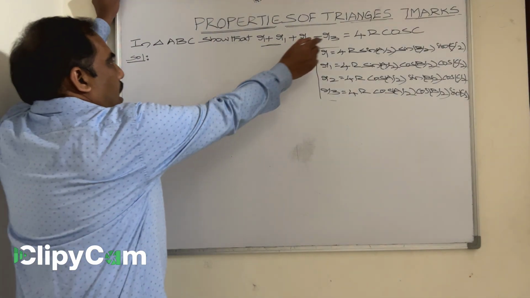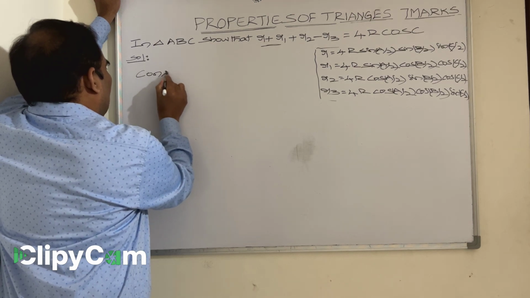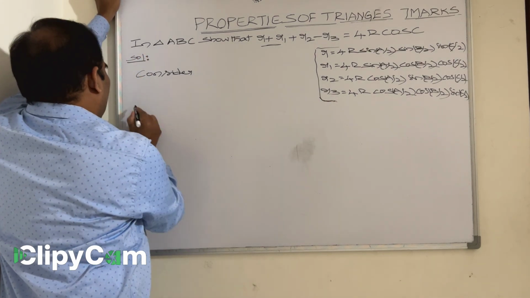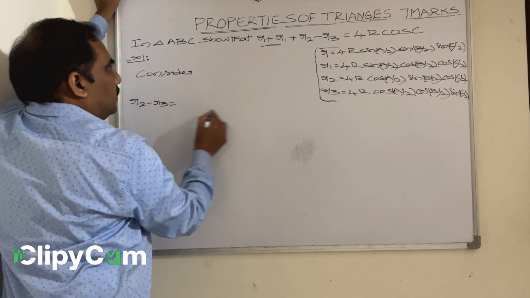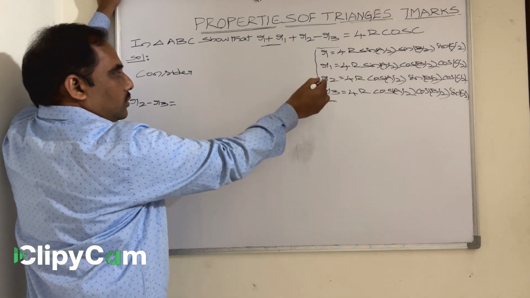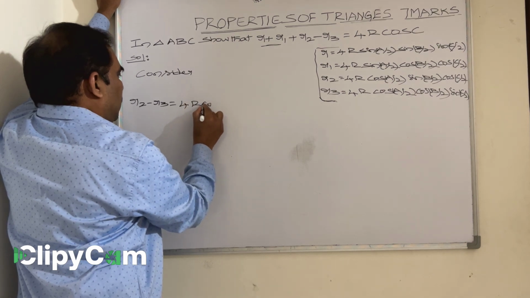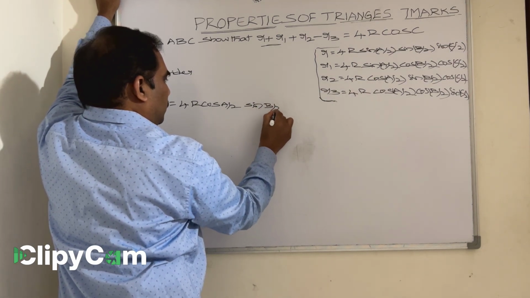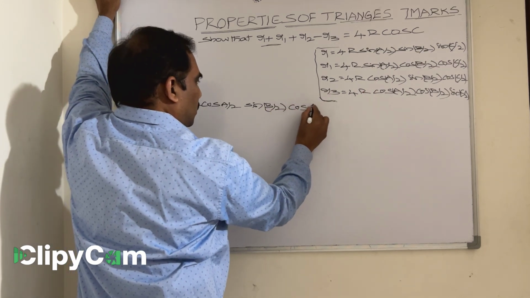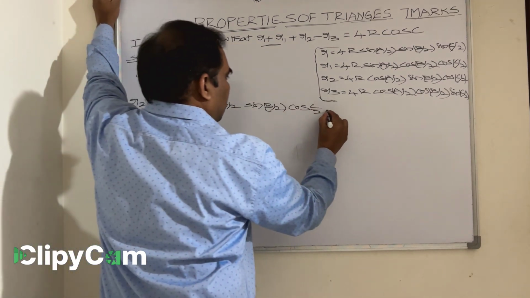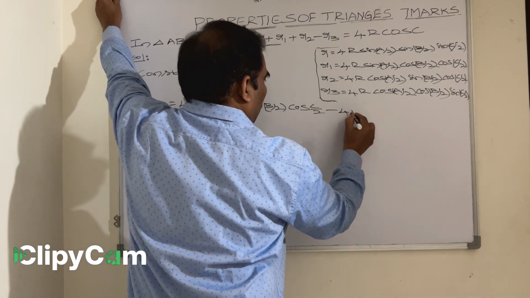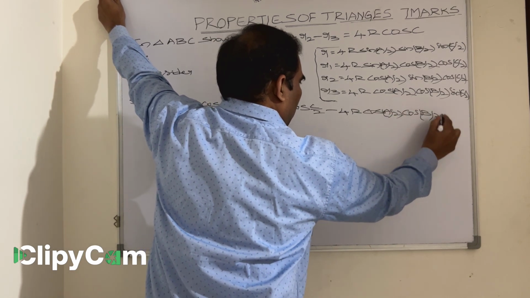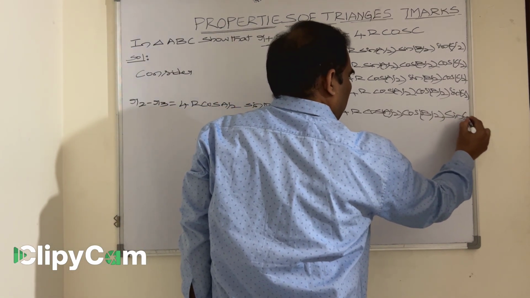Now consider r2 minus r3. What is r2 here? 4R cos A by 2 sin B by 2 cos C by 2, and minus r3, which is 4R cos A by 2 cos B by 2 sin C by 2.